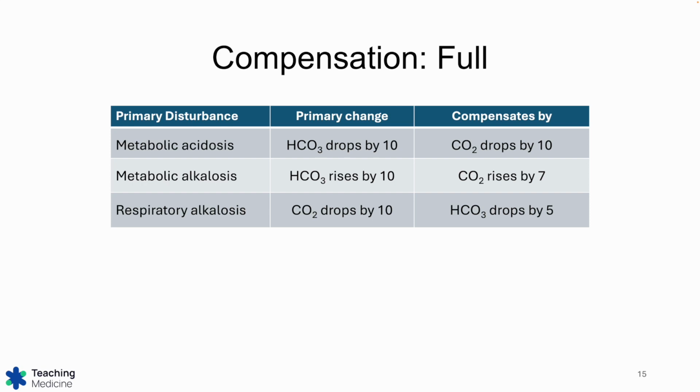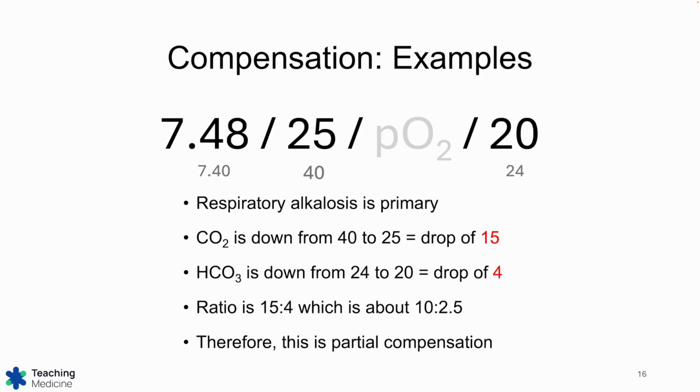When we have a primary respiratory alkalosis, the CO2 is the primary change that drops, and for every drop in 10, the bicarb drops by 5. So here's an example, and I just laid it all out there for you. CO2 drops from 40 to 25, a drop of 15. The bicarb is down by 4. The pH is alkalemic, so we know that the respiratory alkalosis is the primary event.